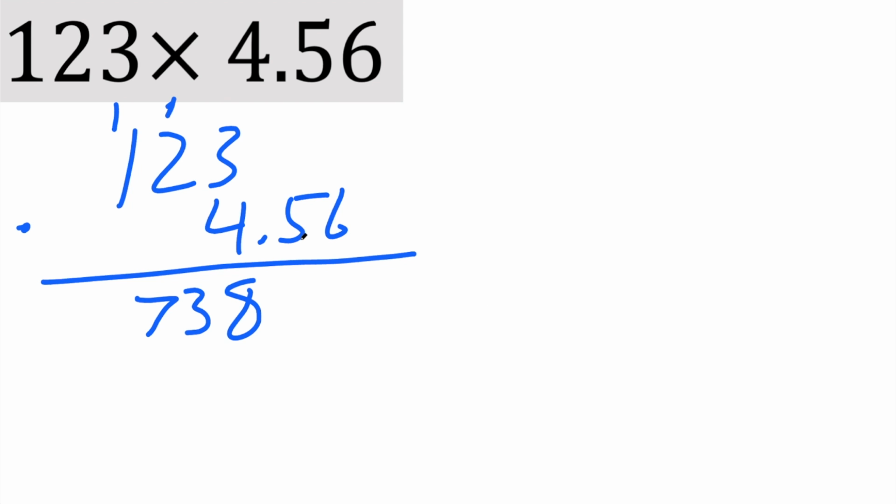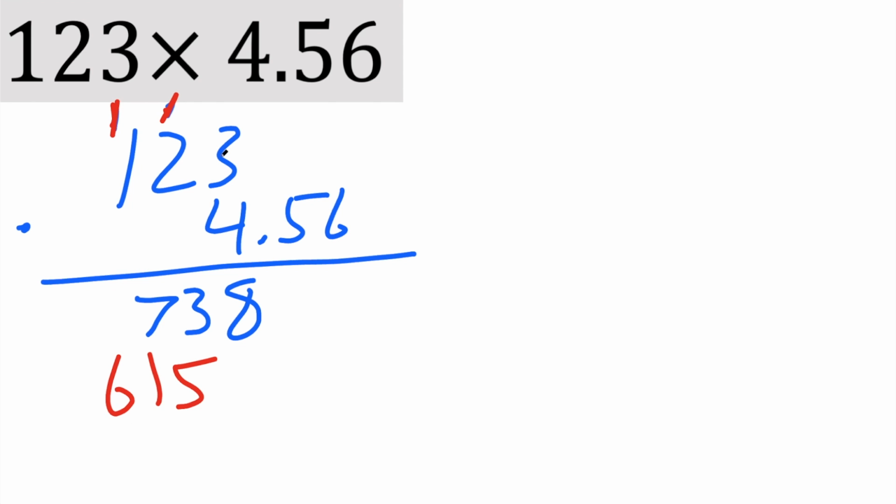Now we do our 5. 5 times 3 is 15. So we got to carry a 1. 5 times 2 is 10. 10 plus 1 is 11. So again, another carry the 1. 5 times 1 is 5. Plus 1, you get 6. And then you have to do one more.